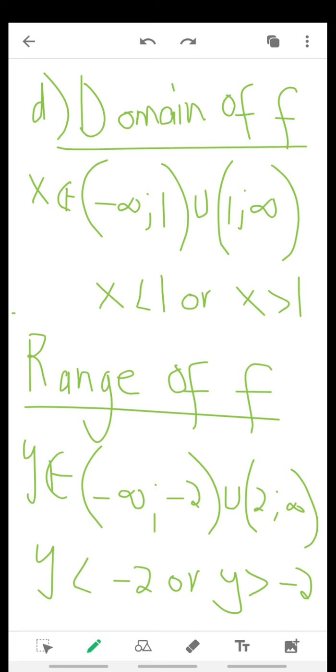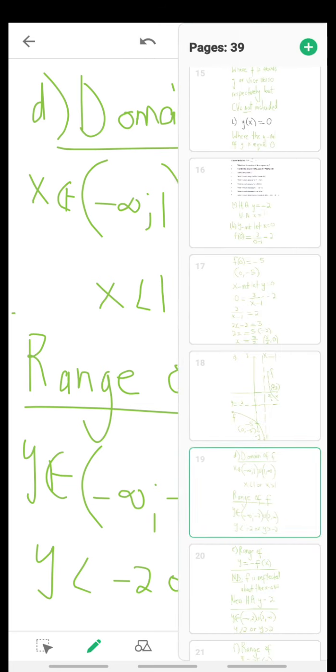If you don't like this style of writing, then you can say we consider all values less than 1 and all values which are bigger than 1 but not including 1, okay? Then let's go to the range.